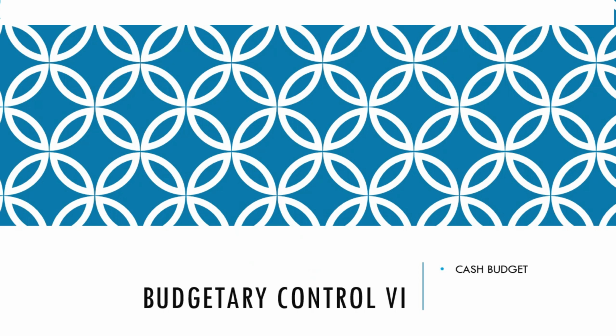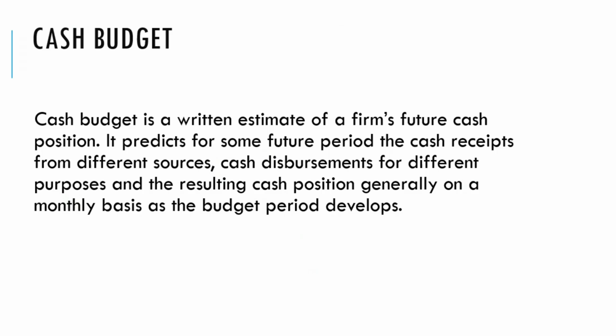Today we are going to discuss budgetary control's sixth part, cash budget, in detail. Cash budget is a written estimate of a firm's future cash position, which predicts future periods' cash receipts from different sources, cash disbursements for different purposes, and the resulting cash position, generally on a monthly basis as the budget period develops. It is prepared on a monthly basis. The expected cash inflows and outflows are assessed and then compared with the actual measurement.